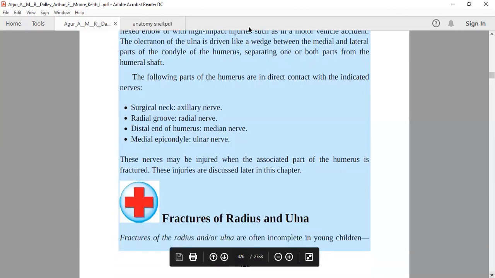So this was all about fracture of humerus, clinical anatomy. Thank you.